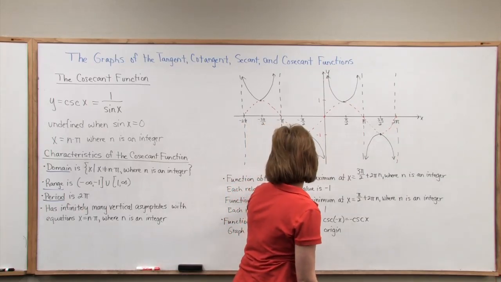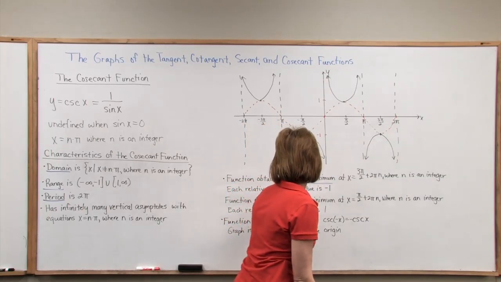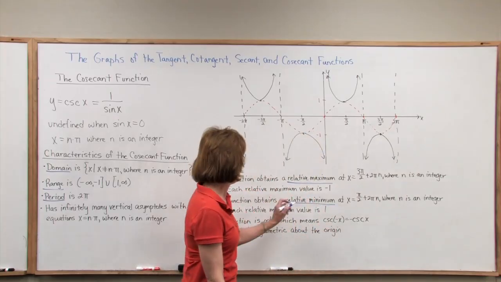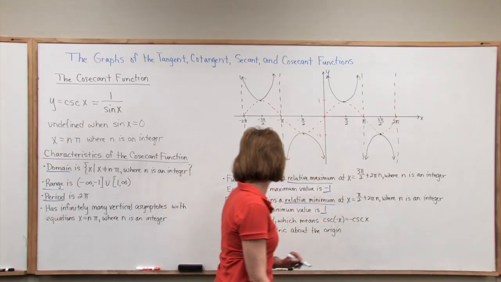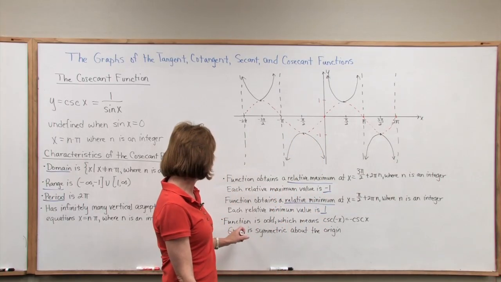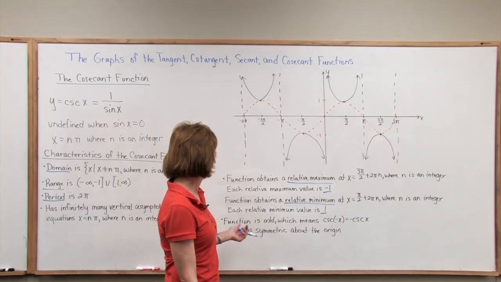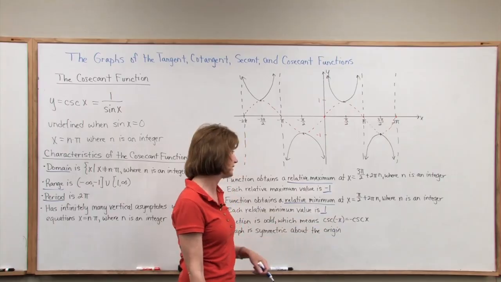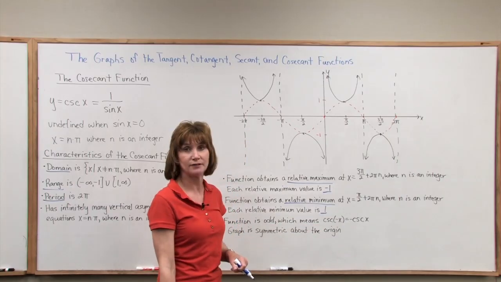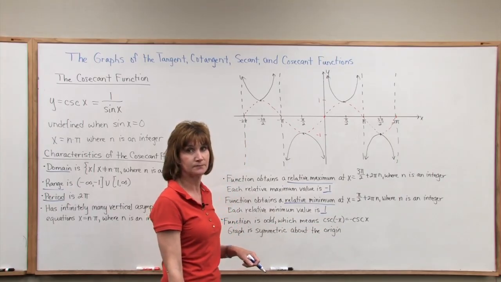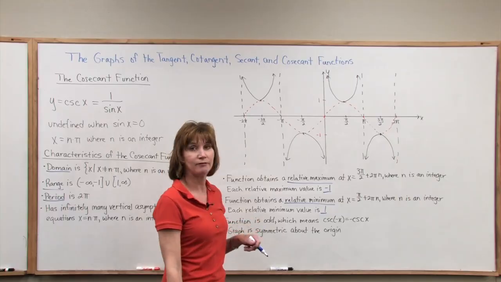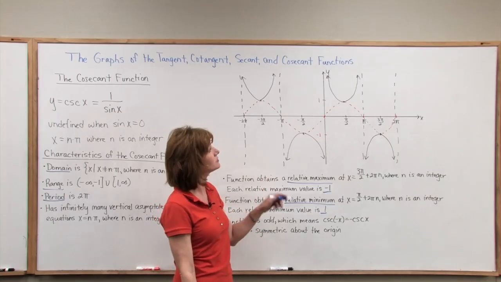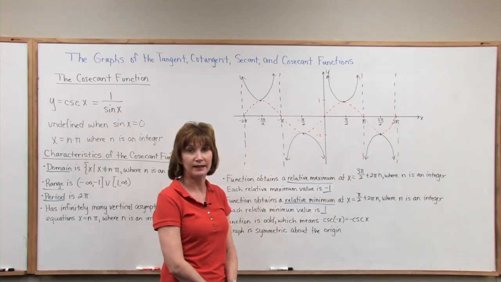Let's underline them, the relative max and the relative min, and what the y value is. And the function is odd, which means that the cosecant of negative x is negative cosecant of x, which means the graph is symmetric about the origin. You need to learn this graph and be able to graph it, showing the 2 points on each cycle and the asymptotes.